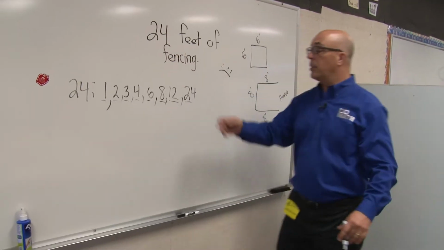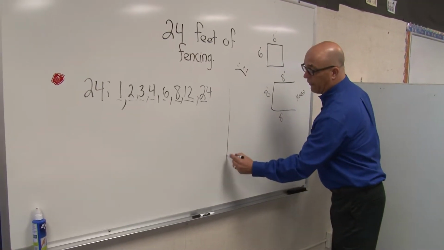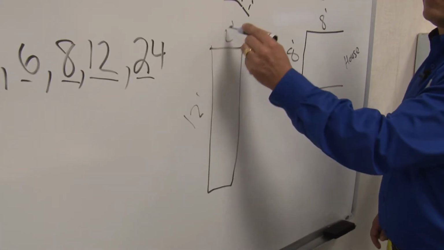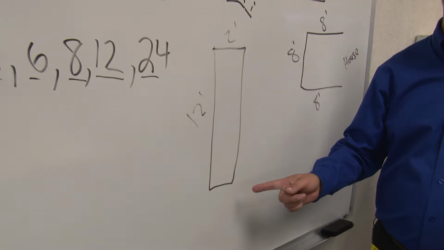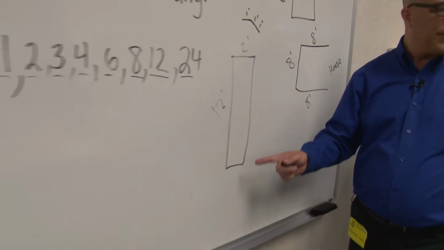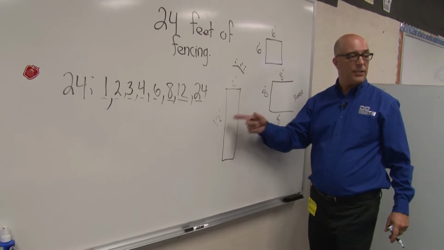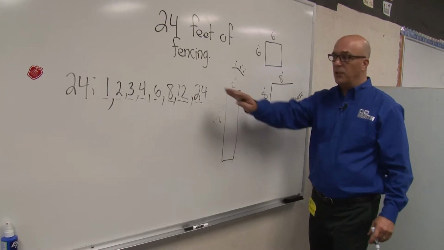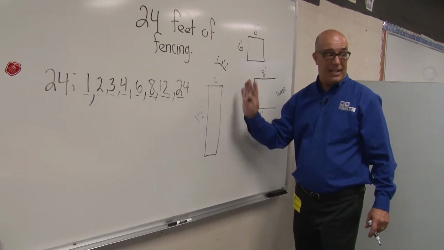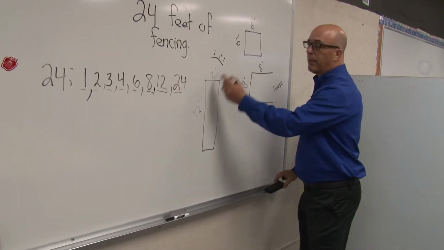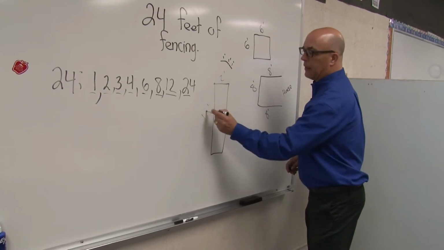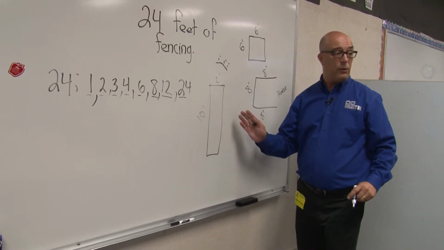All right? So you could say, all right, I want a 12 by 2. But is that going to work for 24 feet of fencing? No, because that would give us how many? How much fencing would I need? 28. 28. So you can't just use those factors, but they give you a start on how to do this. Instead of doing 12 by 2, what could I change to do this? 10 by 2. 10 by 2. Right? Now that makes 24 feet of fencing.